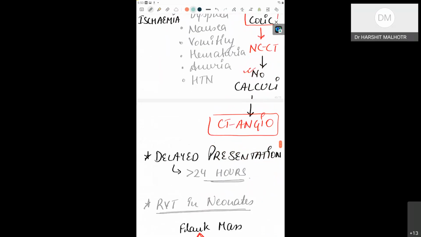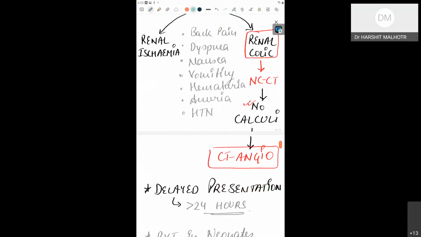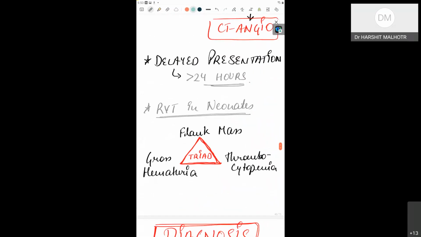Per se, because of the acute renal ischemia, though it is very dreadful, the presentation is very delayed, that is more than 24 hours in general. As per the studies, the time from the onset of symptoms to the presentation of the patient to emergency is nearly 30 to 32 hours.